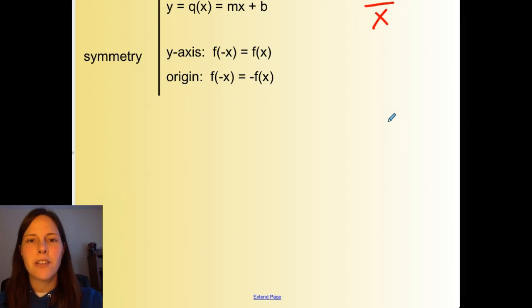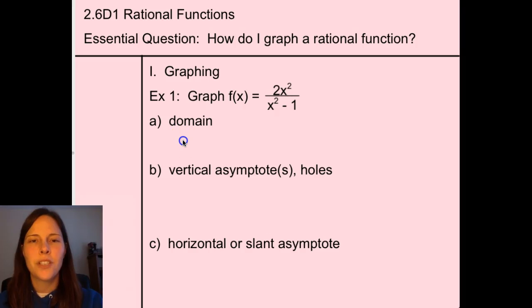And finally, a reminder of different types of symmetry. If you substitute negative x into the function and you get back what you started with, it will be symmetric across the y-axis. If you substitute negative x into the function and you get exactly the opposite, it will have symmetry around the origin. We're going to use all of the pieces that we just looked at on our vocab sheet and put those together to graph a rational function.